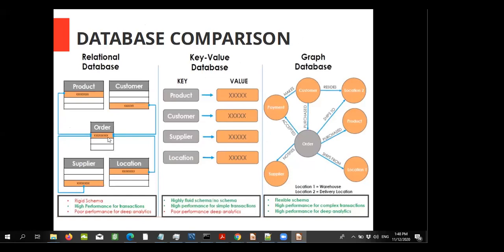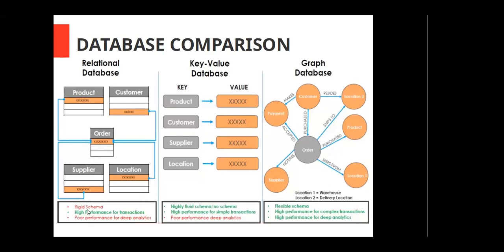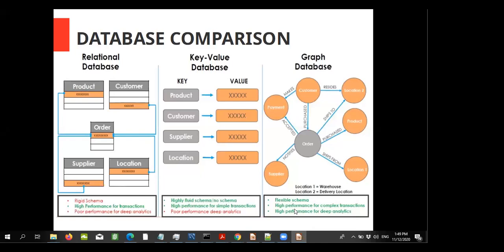Now, the thing is that in the world today, the relational database has a rigid schema. It's not flexible. Yeah, it has high performance for transactions, but it's very poor for deep analytics. You can't traverse paths because there are no paths. Relationships are hard-coded through joins. It's the same thing about this. You can't do deep analytics with this. There are no paths or relationships. But a graph database gives it to you: flexible schema, and performance for deep analytics, okay?